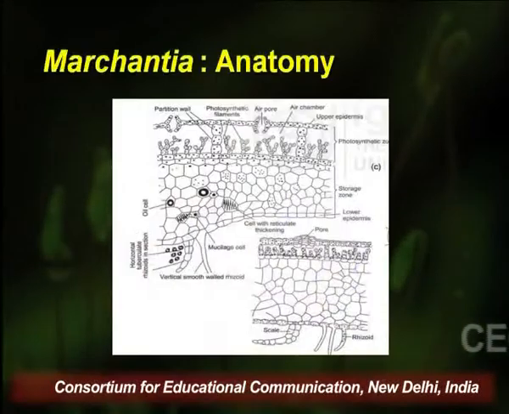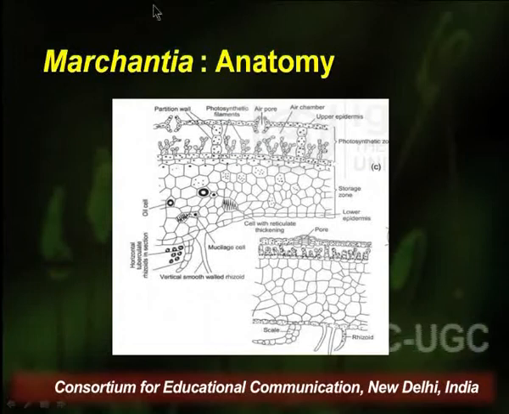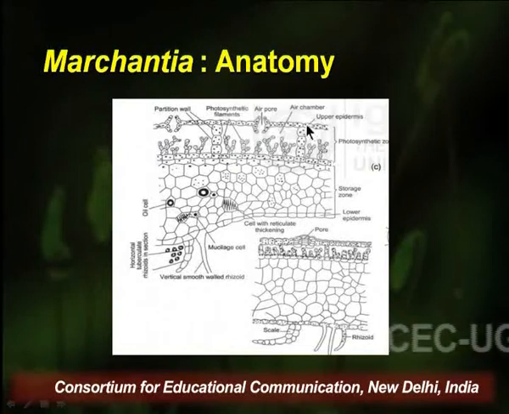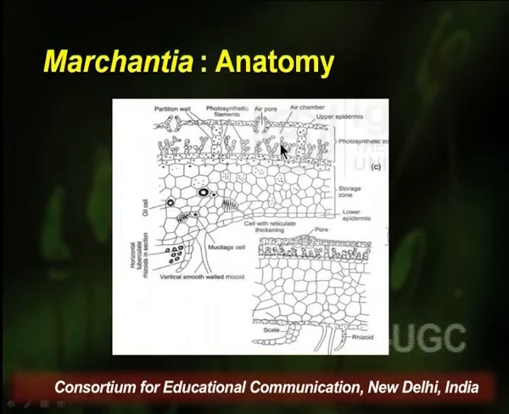Here in this diagram, you can very well see the transverse section of a thallus, which shows three distinct regions: the upper epidermis and the lower epidermis, which form the epidermal portion of any thallus; and the photosynthetic region, which has filamentous cells and branched ones also. So, the chlorophyll containing cells are filamentous.